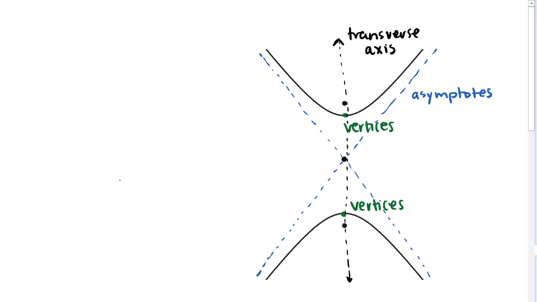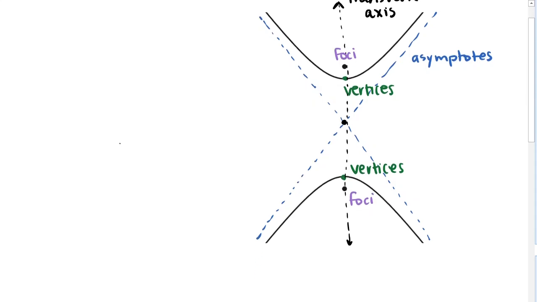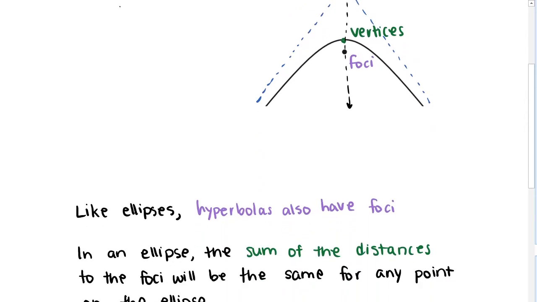And then just like with ellipses, we have foci. So here, this is a focus. Maybe I'll just label this one down here, so foci. There are two foci for every hyperbola, just like with ellipses. Let's talk about these foci a little bit more.